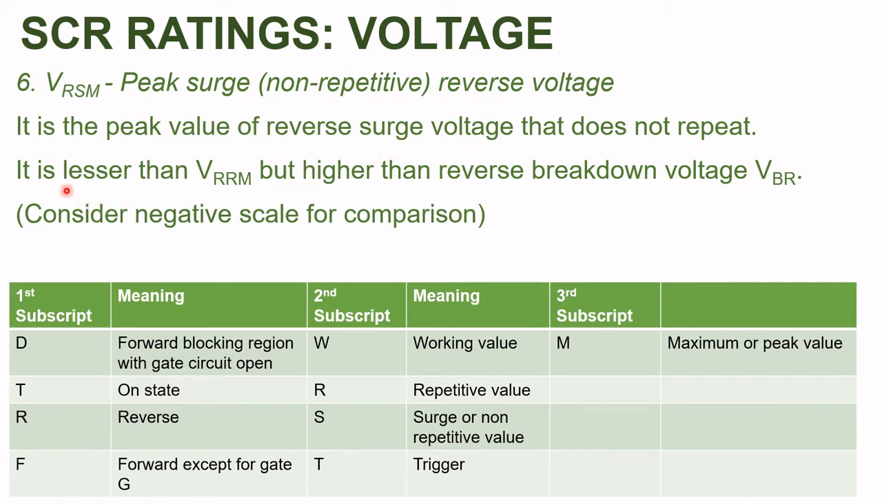The value of VRSM is smaller than VRRM, but it is higher than reverse breakdown voltage VBR. We are considering the negative scale for comparison. We are not talking about the positive scale. Since these ratings are for reverse biased condition, we are working on the negative side of the x-axis. Hence, we have said it is lesser than VRRM but higher than that of reverse breakdown voltage.